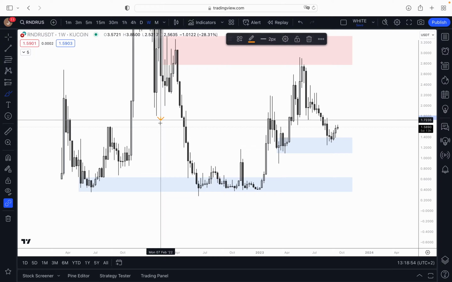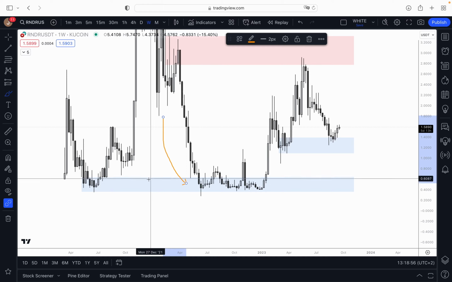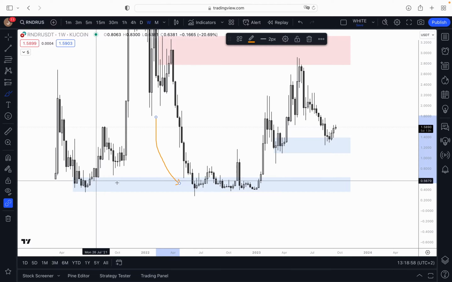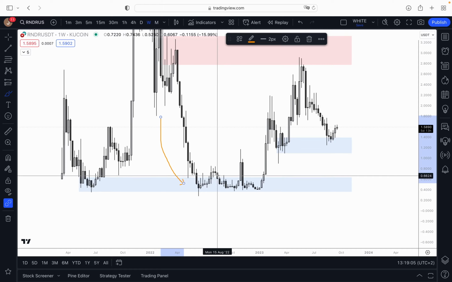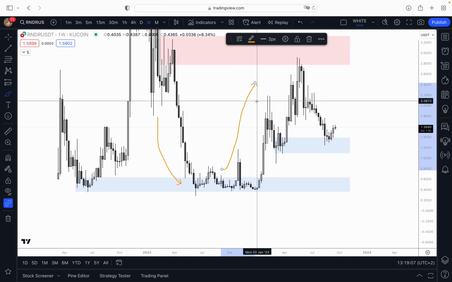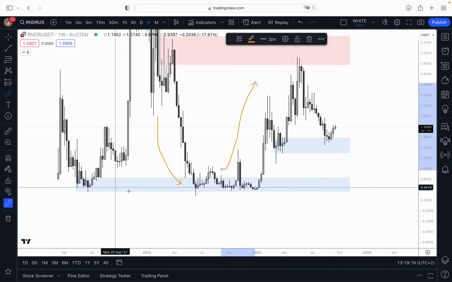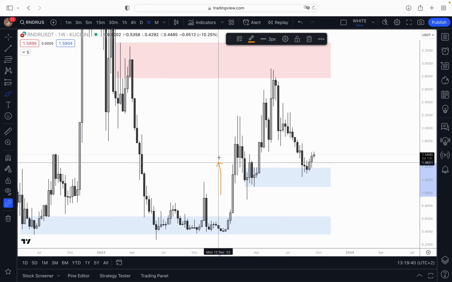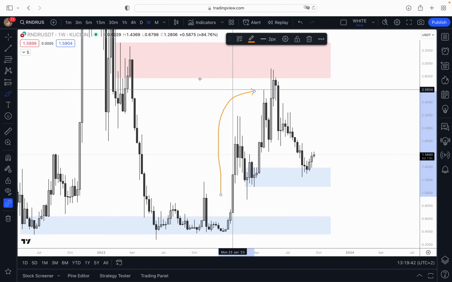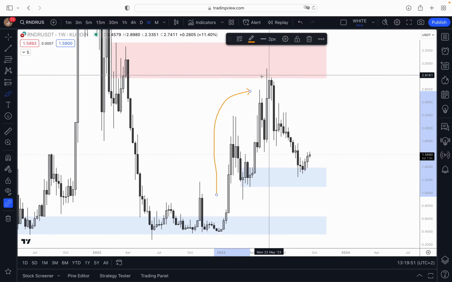As you can see, Render Token went back to this demand zone right here where we started the bullish move. We saw a wick down under this low right here. We took the liquidity and then we moved to the upside again. So this is a very good sign that this demand zone has held and we saw a bullish correction.